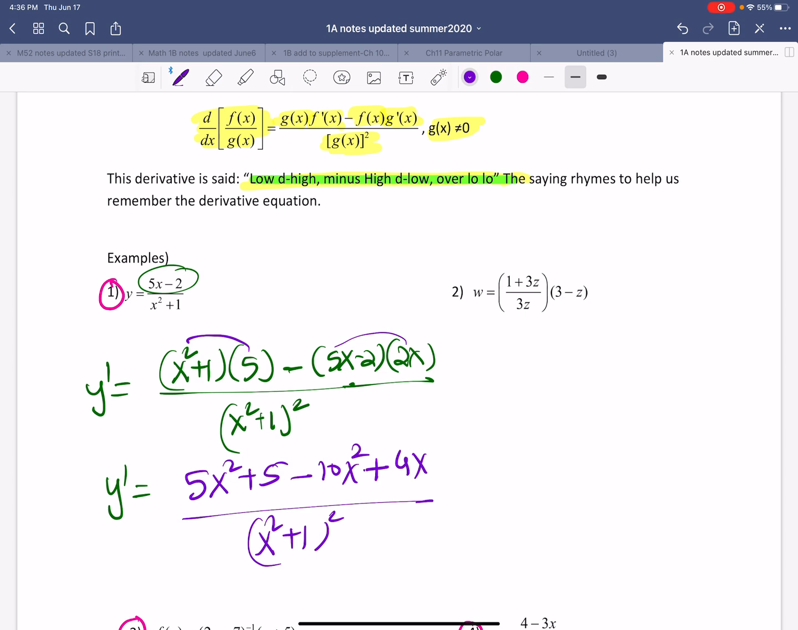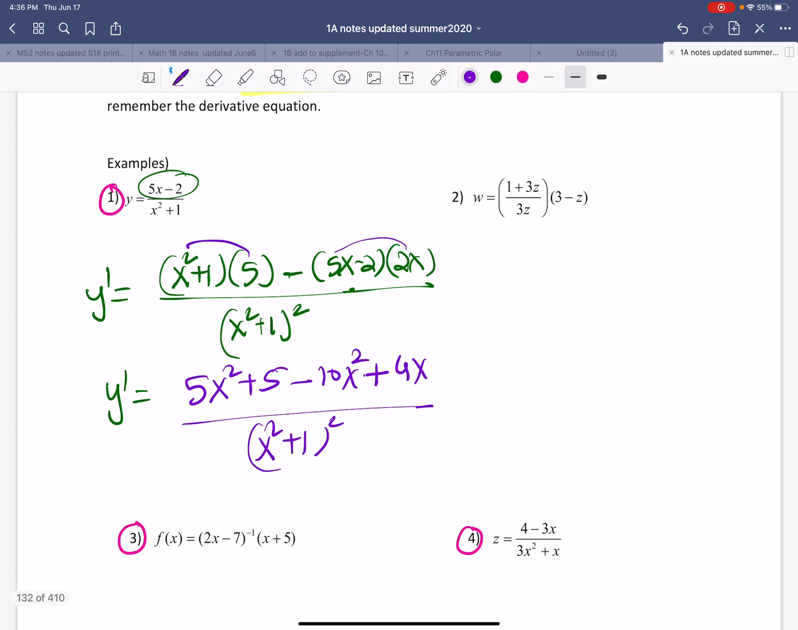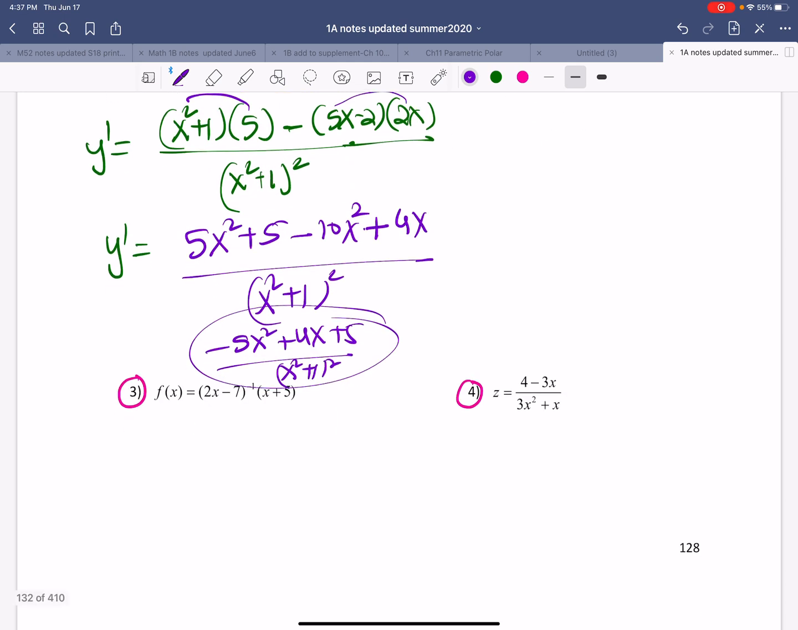Okay, so at this point we can combine these like terms: 5x squared minus 10x squared gives me negative 5x squared. And then we have plus 4x plus 5 over (x squared plus 1) to the second power. And that's our derivative using the quotient rule. That is the derivative. No more simplification is possible here, and I'm going to leave it at this point.